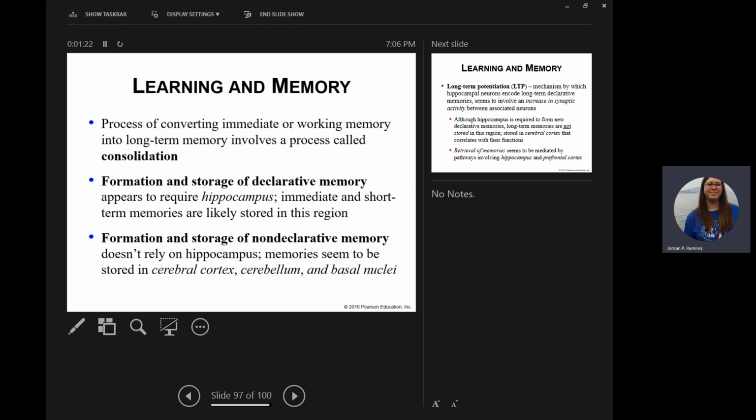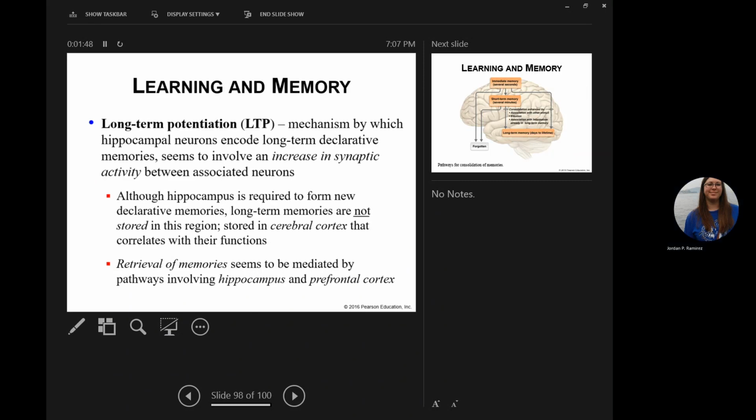The process of converting immediate or working memory into long-term memory involves a process called consolidation. Formation and storage of declarative memory appears to require the hippocampus. Immediate and short-term memories are likely stored in this region. Formation and storage of non-declarative memory doesn't rely on the hippocampus, and those memories seem to be stored somewhere in the cerebral cortex, cerebellum, or basal nuclei. Long-term potentiation is a mechanism by which the hippocampal neurons encode long-term declarative memories. This seems to involve an increase in synaptic activity between the associated neurons.